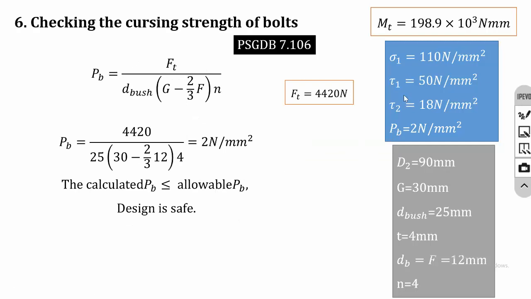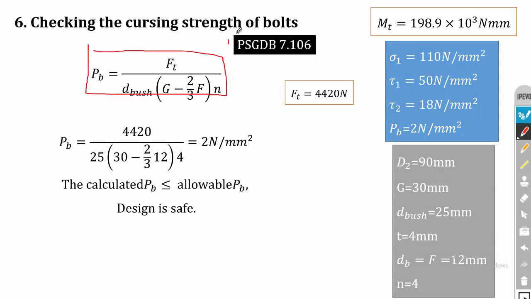The last one, crushing strength. This equation is in the data book, page number 7.106. Whenever you take an equation from the data book, you just write the page number on the right side. Ft we have already calculated. D bush is the diameter of the bush. G, f and n you can substitute, and you can calculate the value as 2 Newton per mm square.